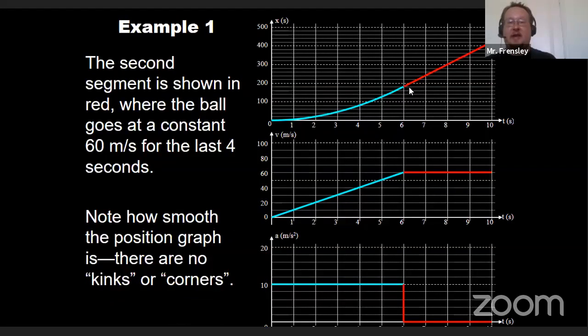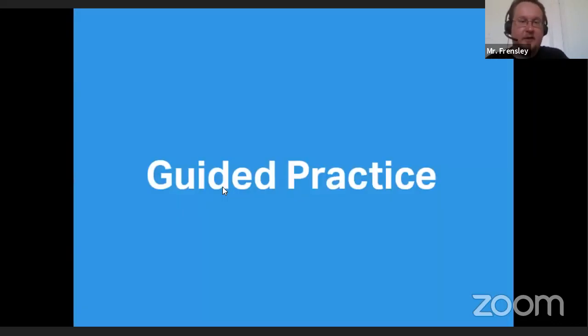And then you'll see for the red segment, that's the constant velocity segment. So it's a straight line ending at 420 meters. Constant velocity is a flat line at 60 meters per second. And the acceleration graph just drops down to 0 for the last 4 seconds. Okay, all delicious. All right, now it's time for your guided practice.